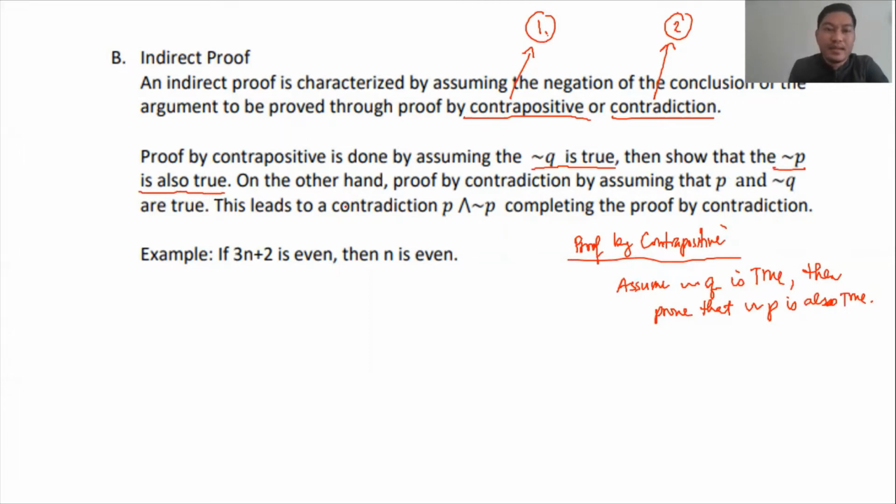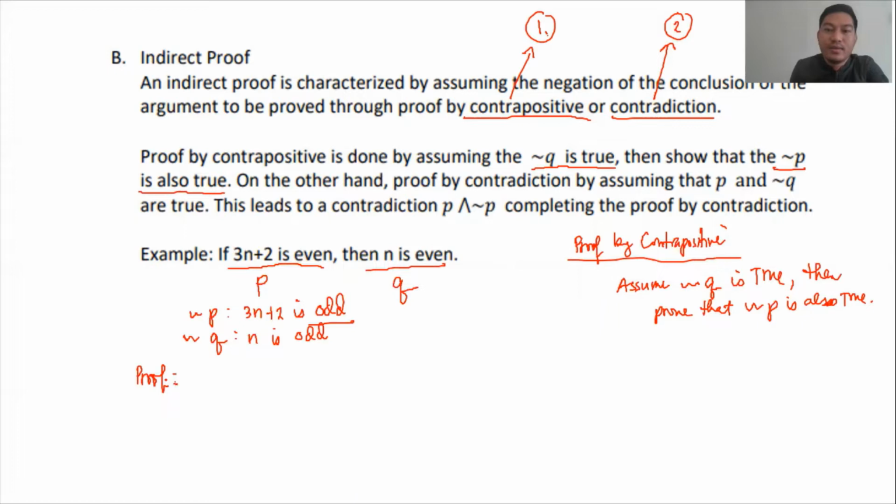So we will have an example: if 3n plus 2 is even, then n is even. We know that in the if-then form, this is P, and this is Q. So we need to know the negation of P. If 3n plus 2 is even, the negation is that 3n plus 2 is odd. And the negation of Q will be that n is odd. So let's try to prove it.